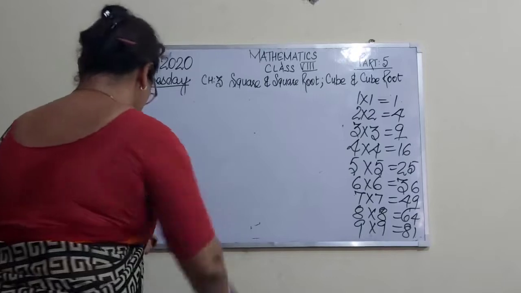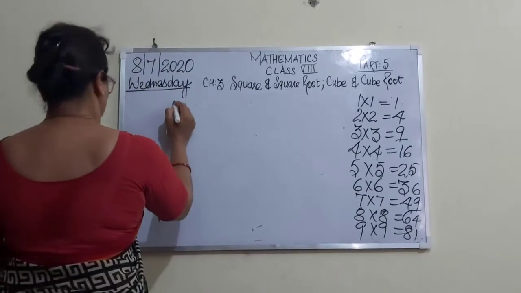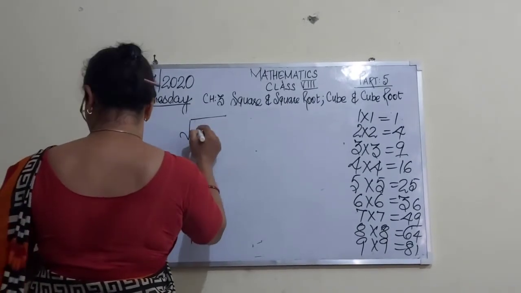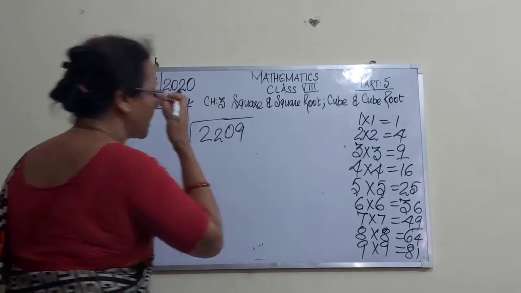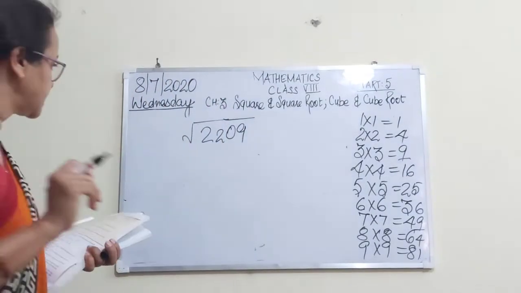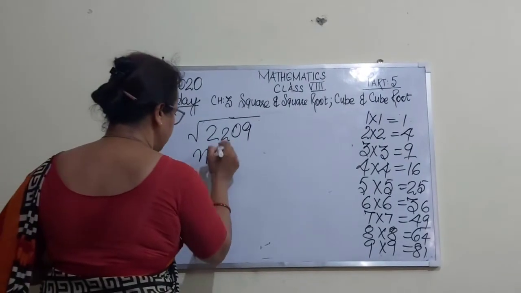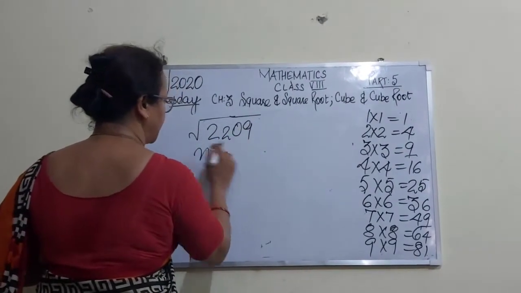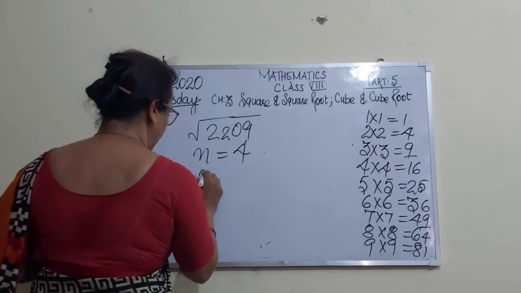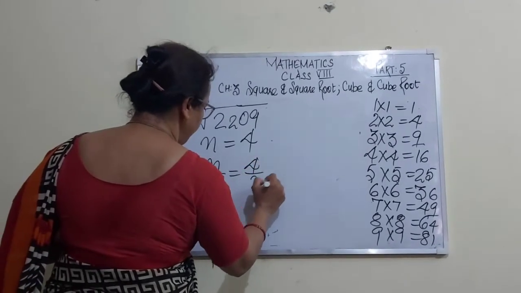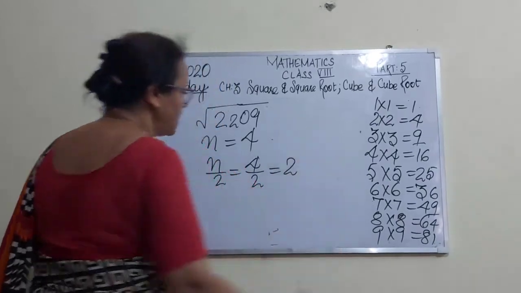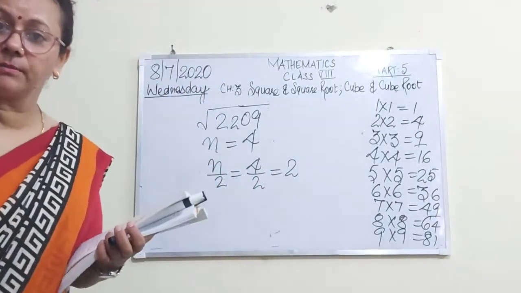Like I'm having the example 2209. How many digits are there in the square root of this? So how many digits does the number have? 1, 2, 3, 4. So 4, so n by 2. This is 4 by 2. When we find its square root, there will be 2 digits in it.